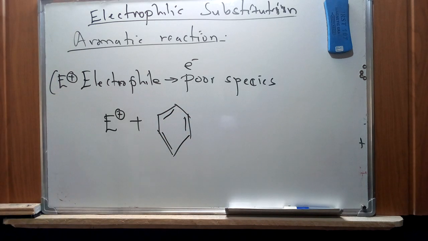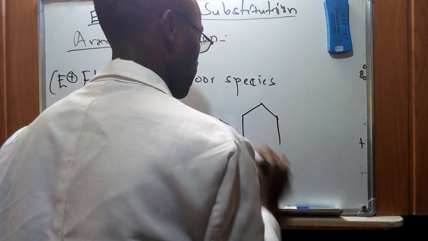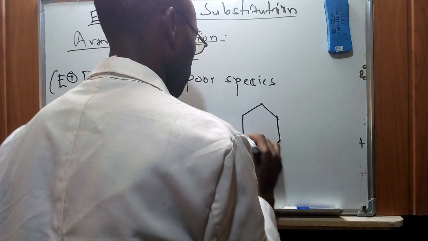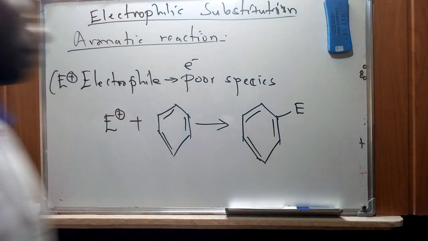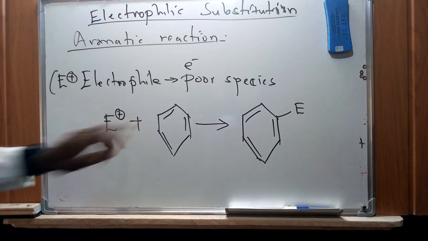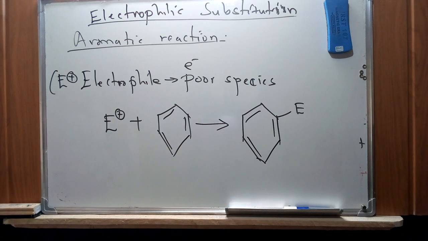And then we shall have a product, which is a substituted product, a general substituted product that is going to look like this. So as we can see, the benzene molecule has interacted with this one to form that product, which is a substituted benzene. And this is a general representation for that.